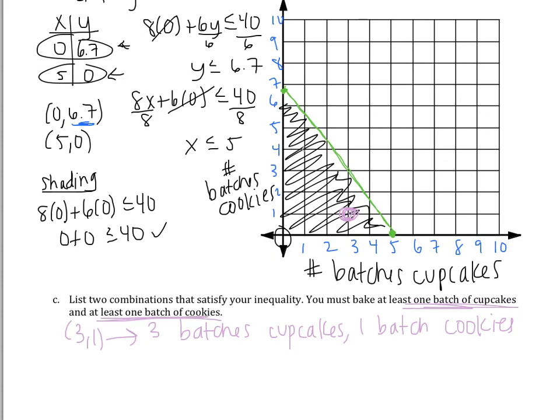Another point that I might choose is this one up here. So that's going to be the point 1, 4, which is 1 batch of cupcakes and 4 batches of cookies. So you had to choose 2 points in that shaded region.